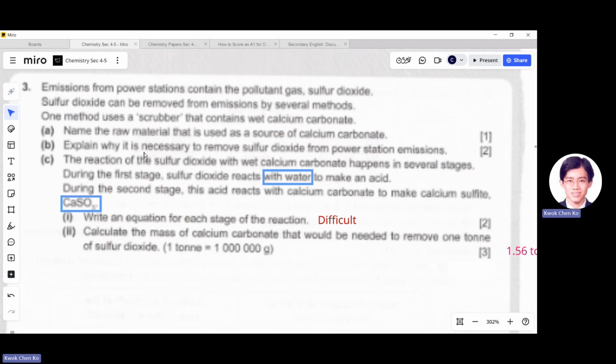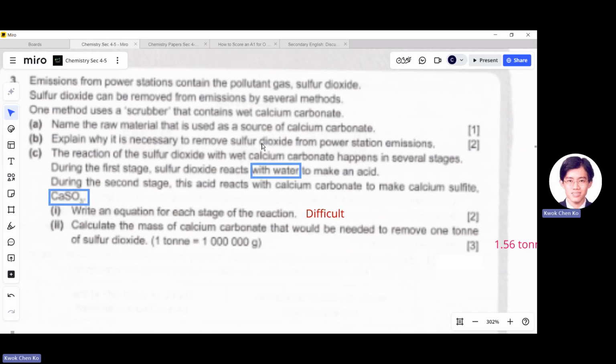B, Dylan, why is it necessary to remove SO2? Removing SO2 from the atmosphere reduces acid rain that could corrode limestone buildings or kill marine life. Okay. Guys, it's a 2-mark question, so obviously you have to write acid rain, but I encourage you to write some consequences of acid rain as well. Do not just write acid rain alone. Okay, write about its consequences. I think no problem. I'm not going to write them out.